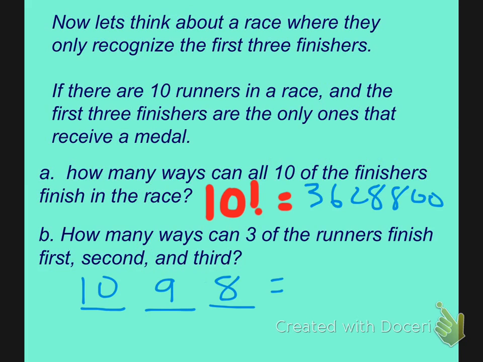So then that would be 720. Okay, so you can't use the factorial on that one, but on the next screen we're going to talk about what that could be. You still have 10 runners, but you're only taking a group of 3 of them. So on the next screen we're going to talk about how that can work out for us.